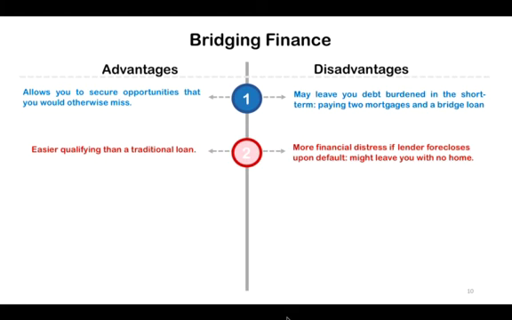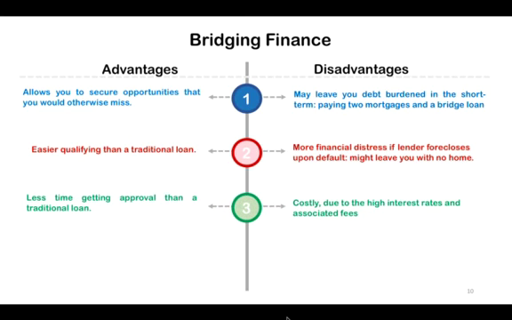The second advantage and disadvantage is that in terms of advantage, it is easier to qualify for a bridging finance than a traditional loan, and more financial distress. The borrower or the developer may find him or herself in more financial distress if the lender forecloses upon default, and that might leave the developer with no home, or the homeowner who already had an existing home with actually no home. So that can be a big disadvantage.